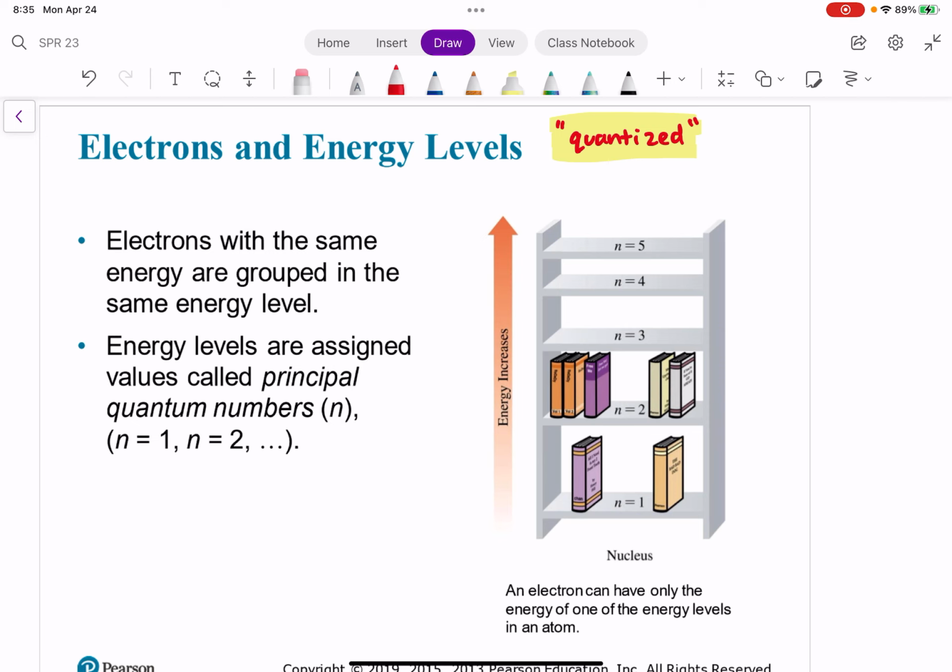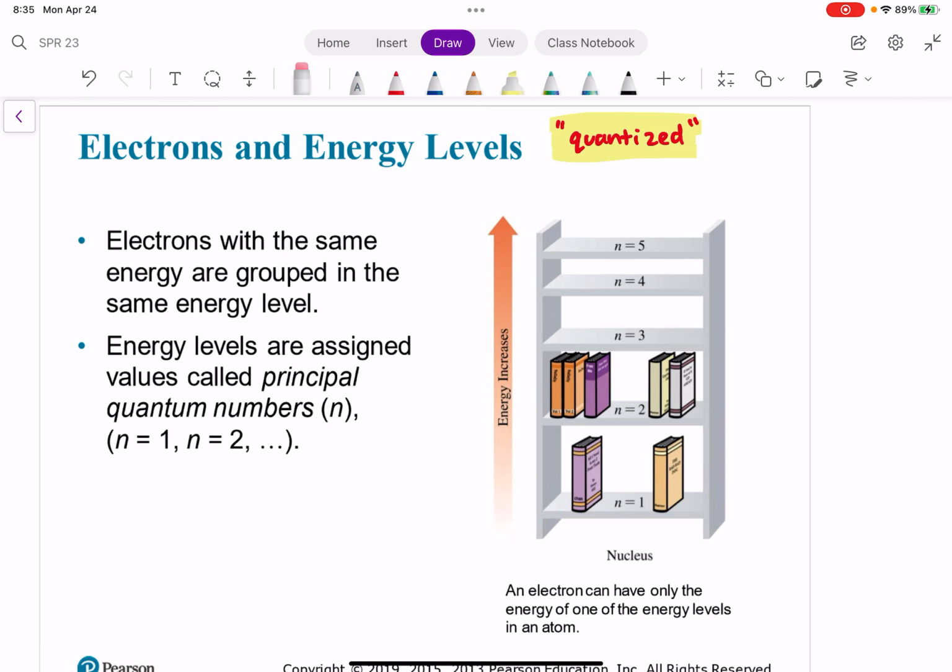What that means is when I'm putting these books on the shelf, I'm putting them either on n equals 1 or n equals 2 or n equals 3 or n equals 4. What I'm not doing is putting a book on n equals 1.5. What happens if I try to put a book right there? I can't do it. There's no shelf to hold the book there. I guess I could do it, it would just fall. But there's no shelf there, so I can't put a book on that shelf.